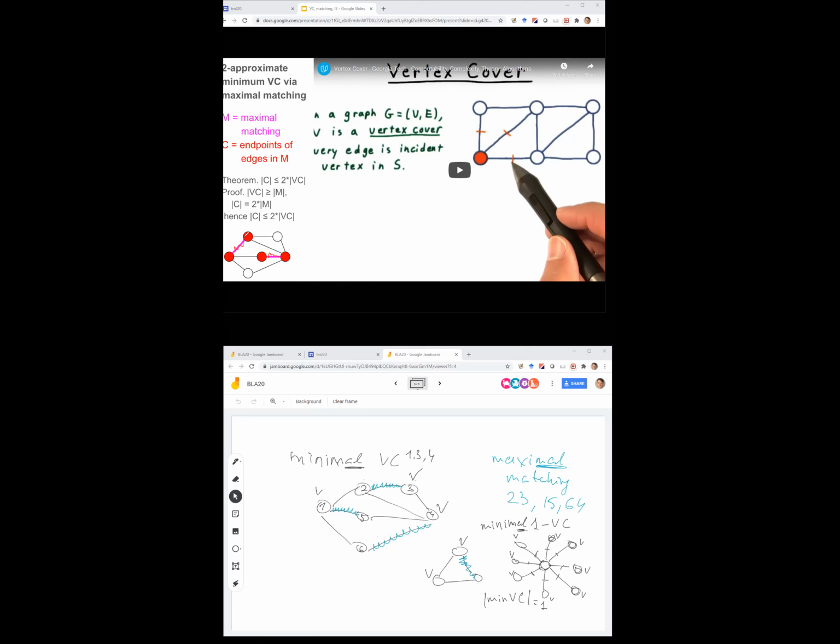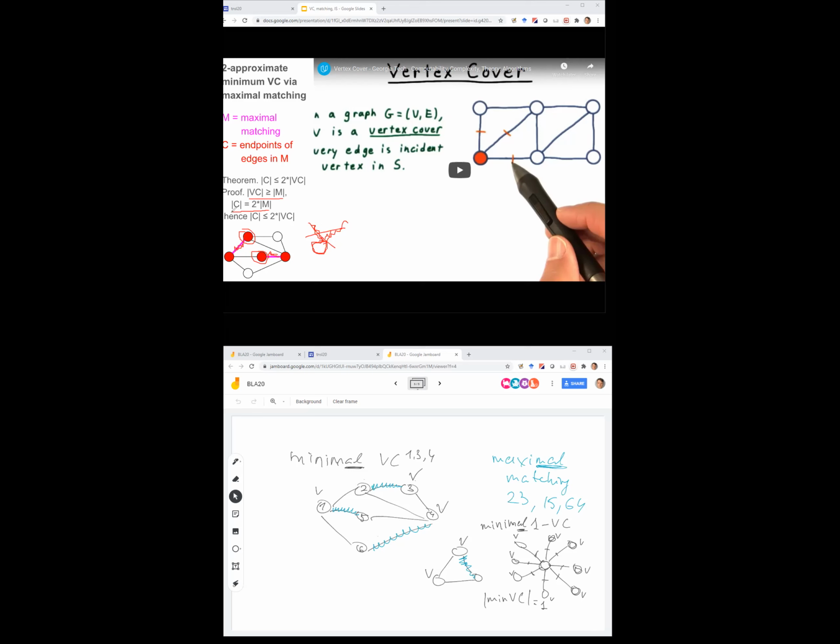And since edges in the matching are independent, you will never have two matched edges come into a single vertex. That's not allowed in the matching. Every edge in the matching will have to be covered by a separate vertex. Maybe this edge is covered by this vertex, this edge by this one, but you cannot have a single vertex covering two edges in the matching. And so you know that the size of the vertex cover is at least the size of the matching. And what you are producing is something which is twice the size of the matching.